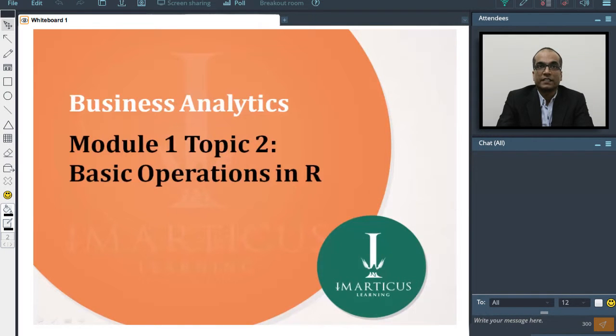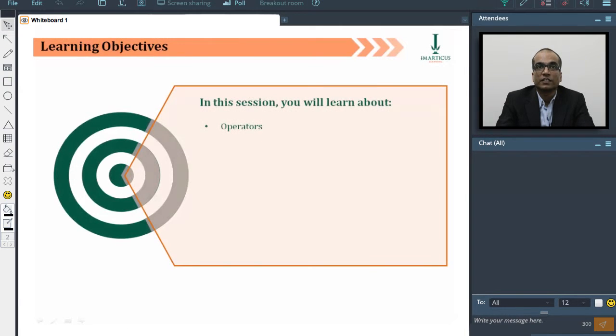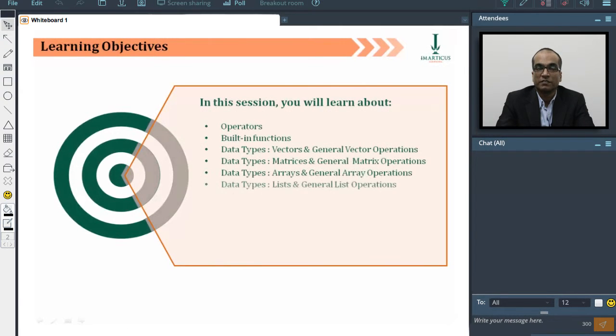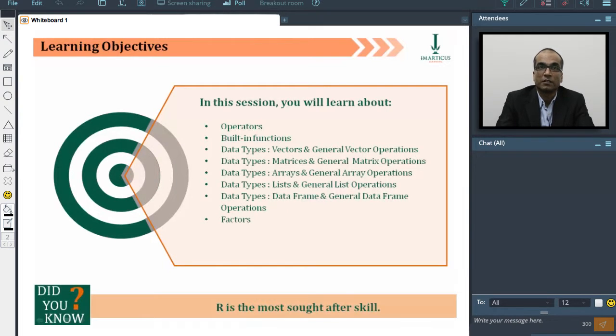We'll be talking about basic operations in R now. The learning objective in this session would be about understanding operators within R, some basic built-in functions, data types, including vectors and general vector operations, data types like matrices, general matrix operations, arrays, lists, and data frames, and the basic general data frame operations also. Also, we will be touching upon factors as an aspect. So that would be the learning objective of this whole session, right?